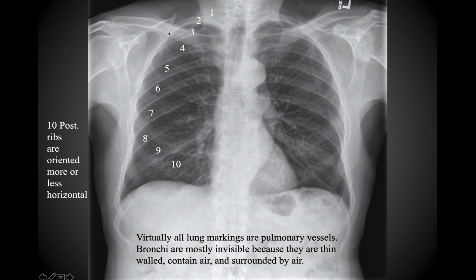Here's rib 2, again you can see it arching down. 3, again there's the anterior part of it. 4, 5, 6, 7, and then again you can see 8. You can actually see part of the 8th rib there. There's the 9th rib down there, and then there's the 10th rib going down that way.